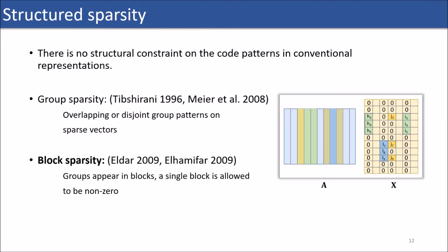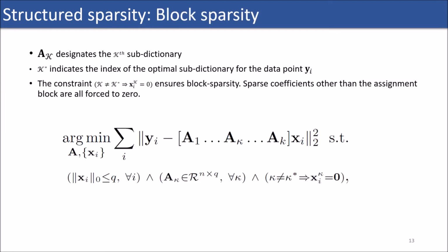There is no structural constraint on the code patterns in conventional representations. Through structured sparsity, group or block patterns can be imposed on sparse vectors. A single block is allowed to be non-zero in the block sparsity setting. Here is the mathematical formulation of the block sparsity setting. A_k designates the kth subdictionary. k star indicates the optimal subdictionary for data point yi. The final constraint ensures block sparsity.